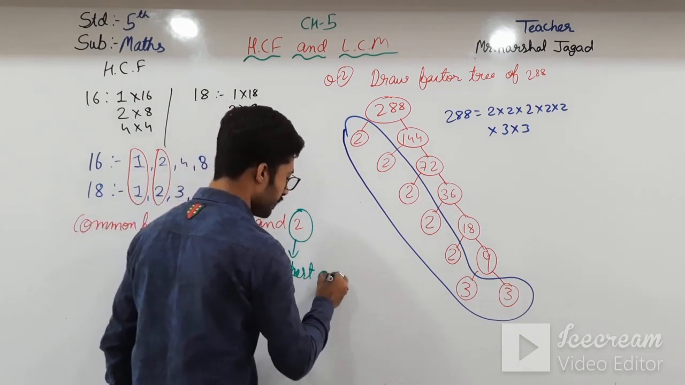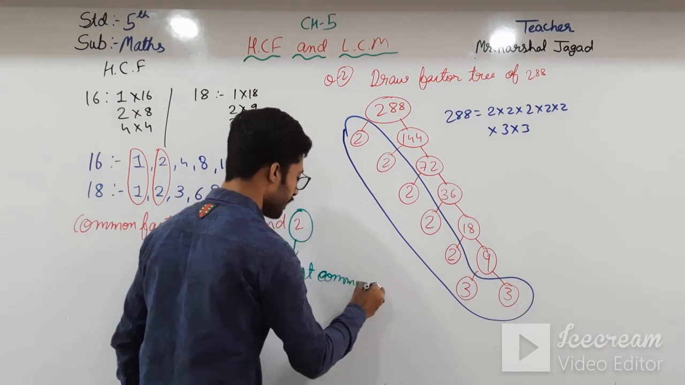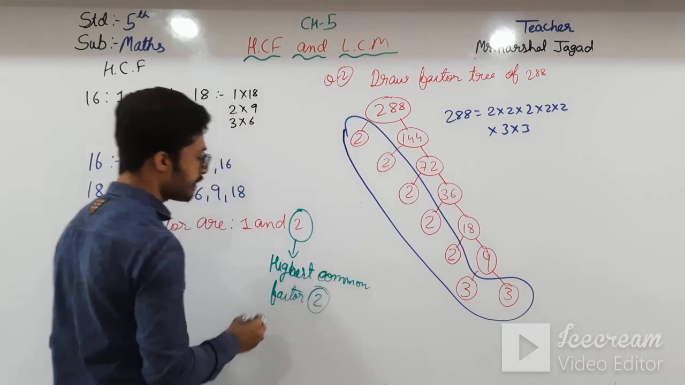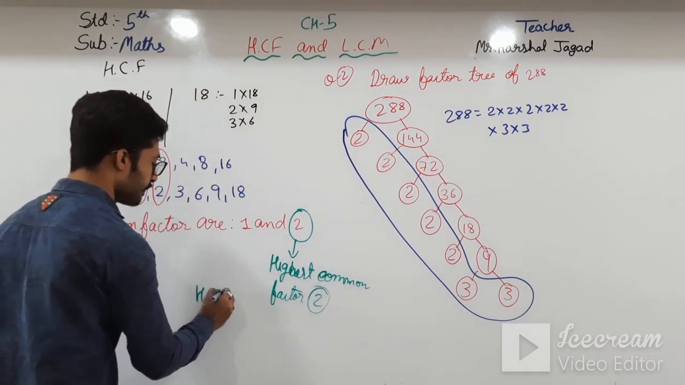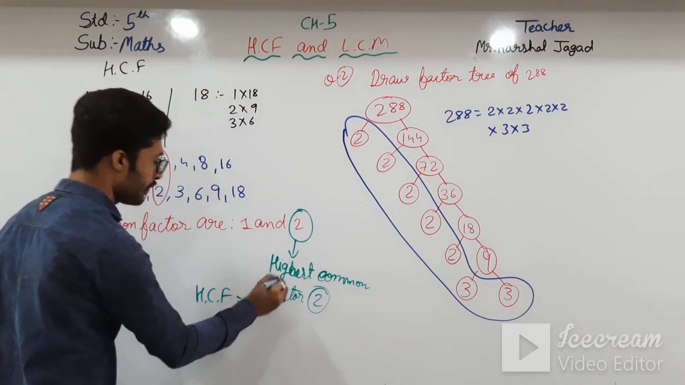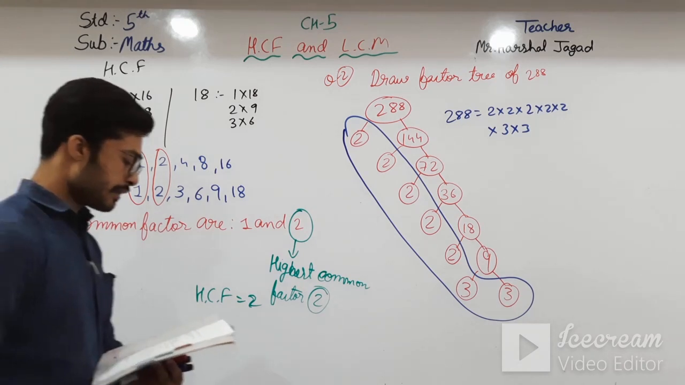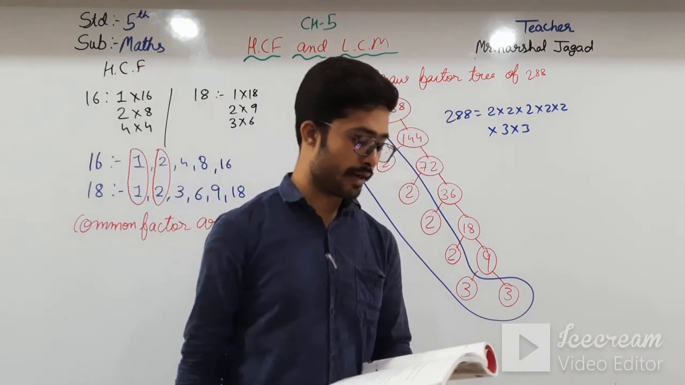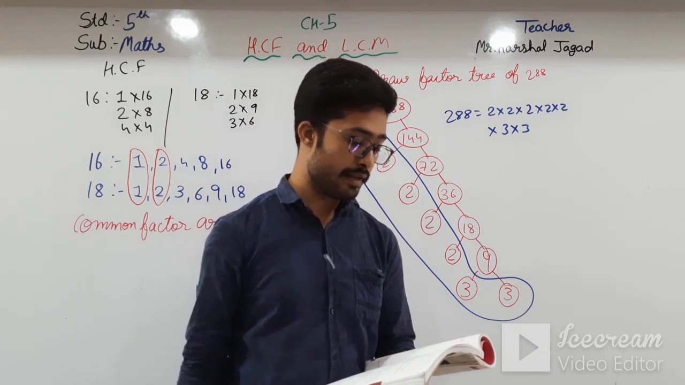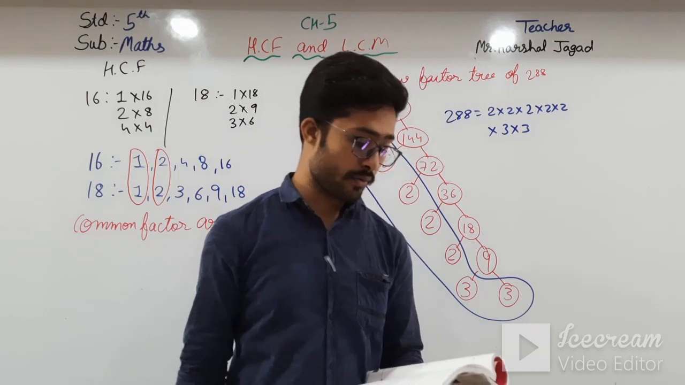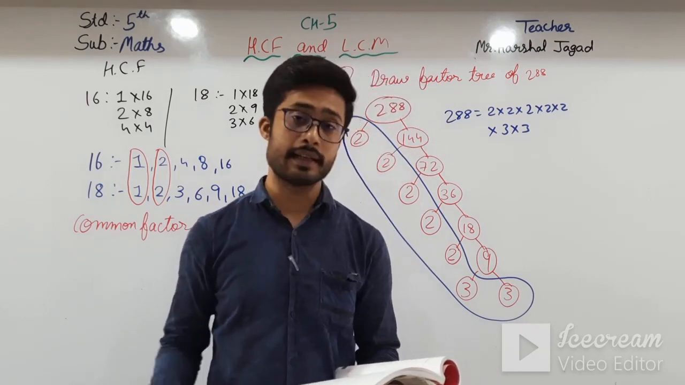Highest common factor, that is 2. So its HCF is equal to 2. Okay students, its HCF is equal to 2. Now see, this description is given over here, I am just reading that. Let us find the common factors of 16 and 18. Factors of 16 are 1, 2, 4, 8, 16. Factors of 18 are 1, 2, 3, 6, 9, 18. And common factors are 1 and 2. Of this, 2 is the highest common factor, then it is HCF.